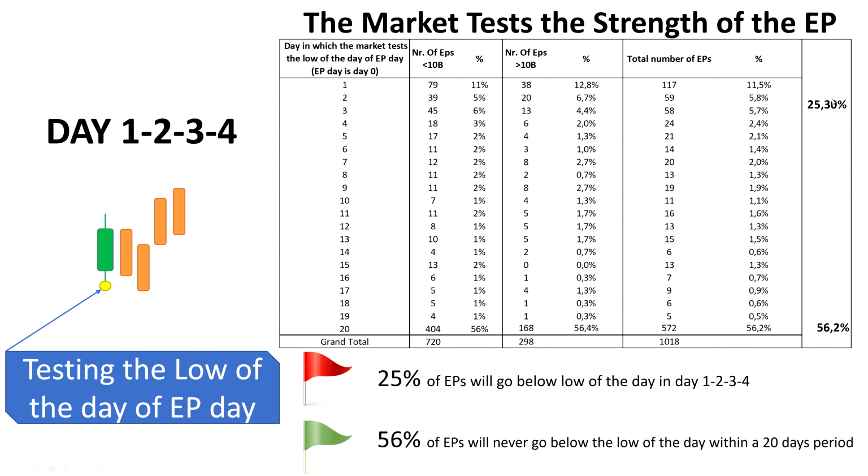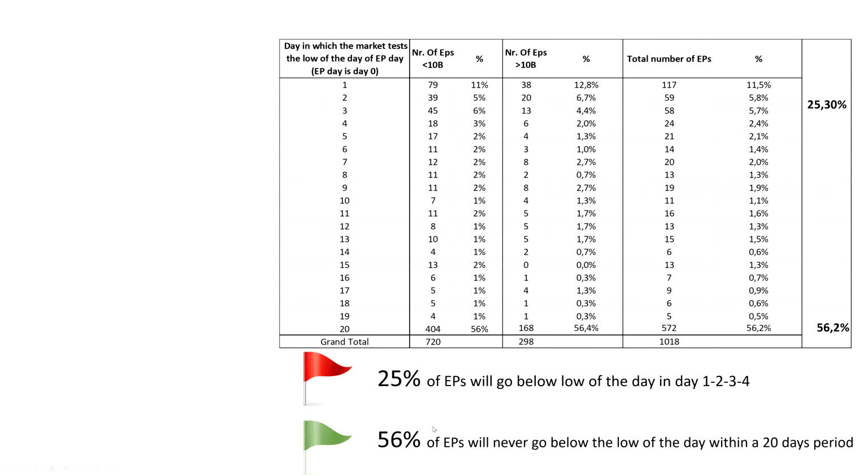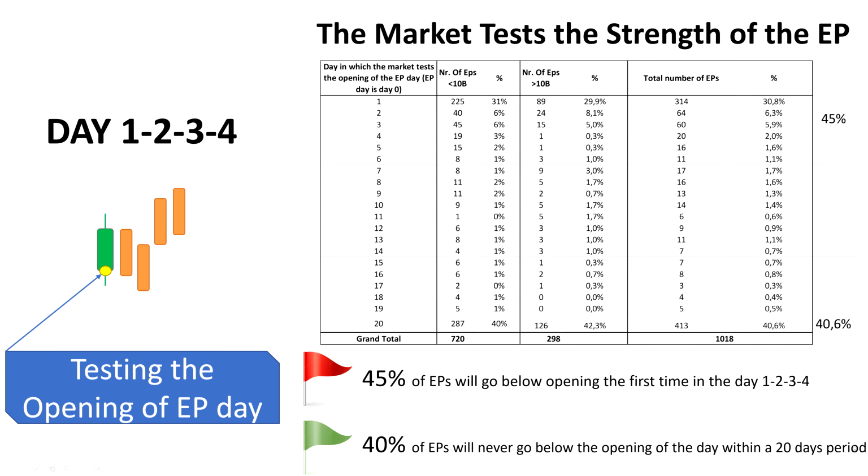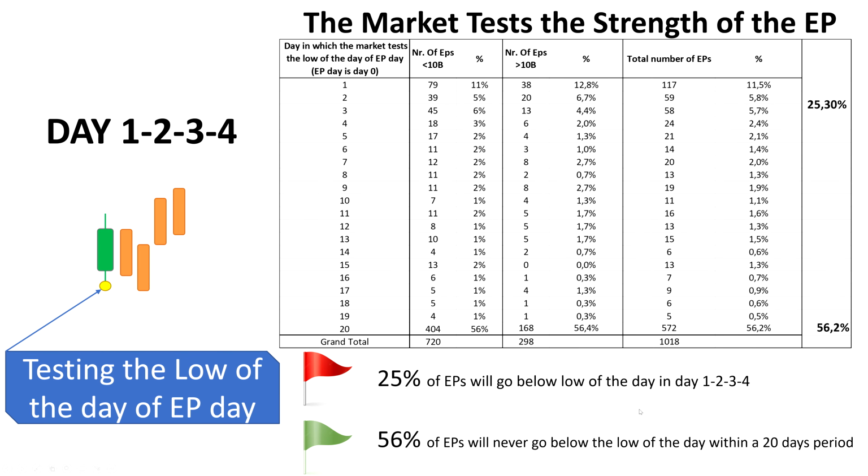So in 25% of the cases, they will test again the low of the day. And in 56% of the cases, they will never go below the low of the day within the 20 days period. So a good number of situations, when instead of 40%, it goes up to 56. So if you enter the stock early and you can afford to place the stop at the low of the day, in 56% of cases you will automatically be safe and stay in the position for the next 20 days, which is a nice insight to know.